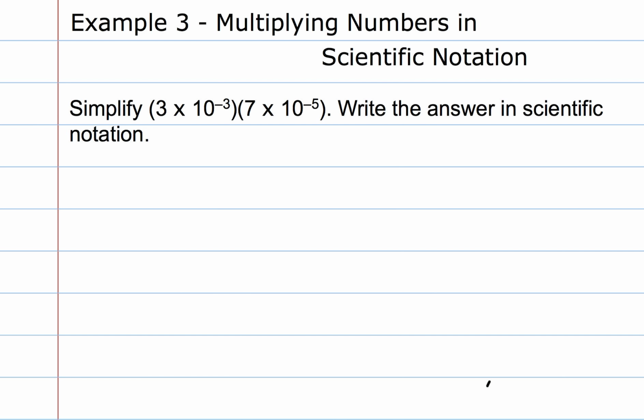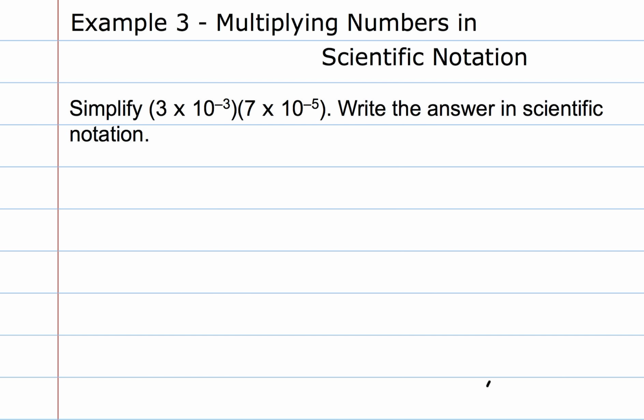Example 3, multiplying numbers in scientific notation. Simplify 3 times 10 to the negative third times 7 times 10 to the negative fifth. Write the answer in scientific notation. This problem does have a little twist at the end, but let's first multiply these two numbers. It really boils down to multiplying the number factor in the number expressed in scientific form, and then multiplying the powers of 10 by using the idea that the powers of 10 have like bases, using the property we saw at the beginning of this video math lesson.